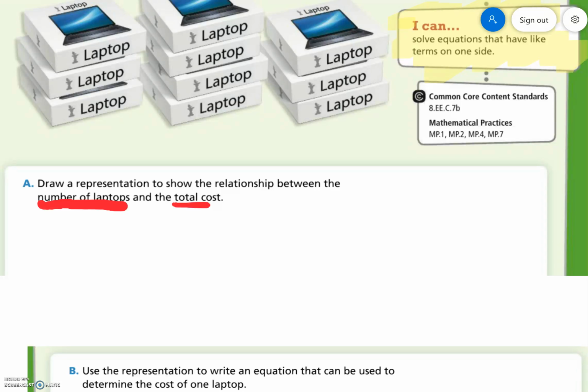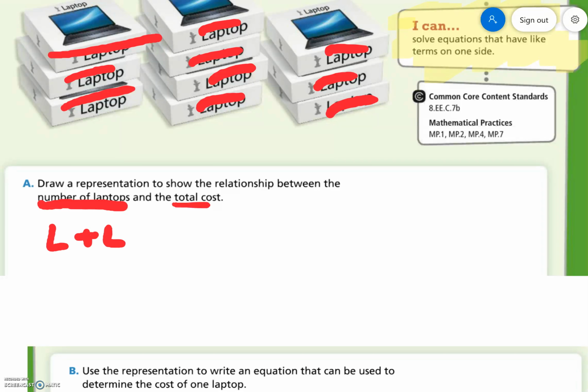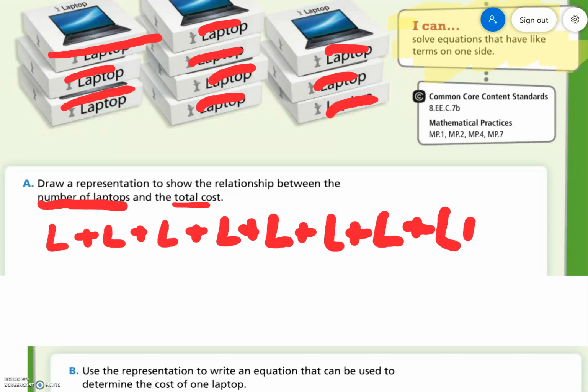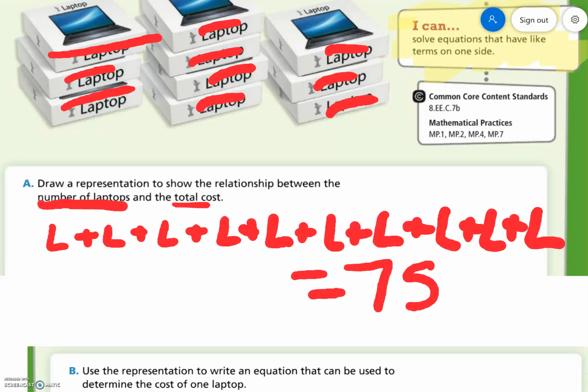So if I look here, there is 1, 2, 3, 4, 5, 6, 7, 8, 9, 10 laptops. So if I wanted to use a letter to represent the laptops, I could do L plus L plus L, and so on, to 10. There's 10 laptops, and I know it equals a total of $7,500.